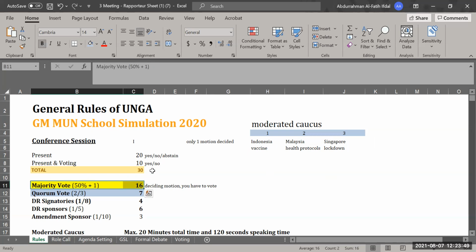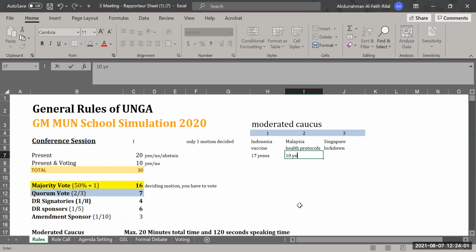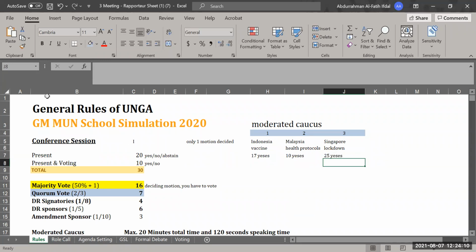The question is that when the voting starts, Indonesia gets 17 yeses. Malaysia gets 10 yeses. And Singapore gets 15 yeses, or maybe we just make it 25 yeses, out of the total of 30. Since we can only accept one motion, which country's motion is decided for this session? Is it the country of Indonesia, the country of Malaysia, or the country of Singapore?